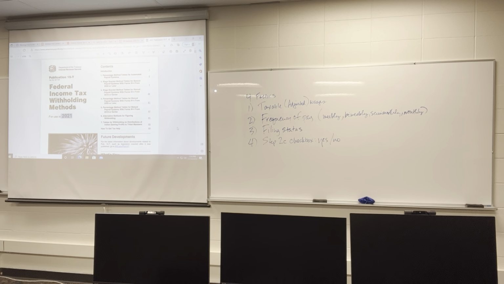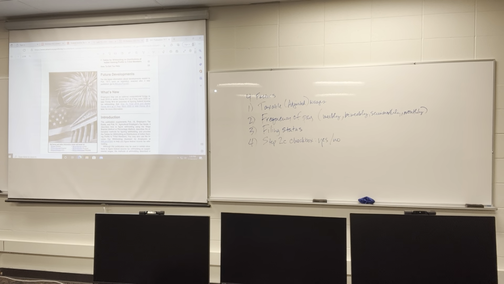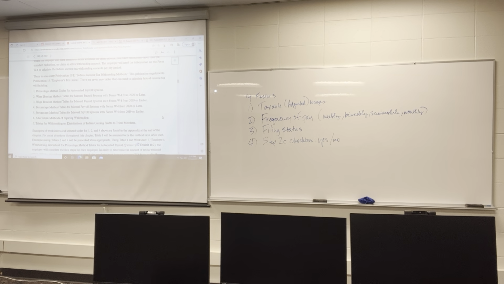You can see we've got several different tables and methods listed here. The ones that we're going to work with in this chapter: automated payroll systems, this first one on page 5, wage bracket for 2020 or later, percentage method for 2020 or later. These other ones, this one's for 2019 or earlier, wage bracket method, percentage method for 2019 or earlier. They're still in the publication, but we're not working with them in this chapter.